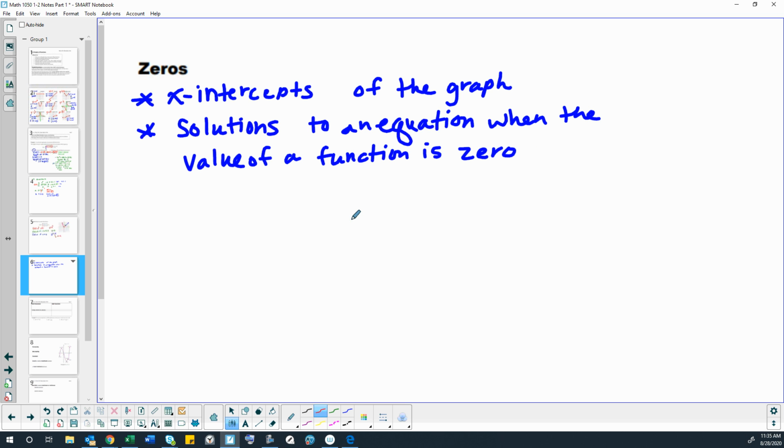Oh, my handwriting is off kilter on my tablet today. Like I said, I think I have a filled-in version of these notes, so if you're not reading my handwriting very well, you could refer back to that.